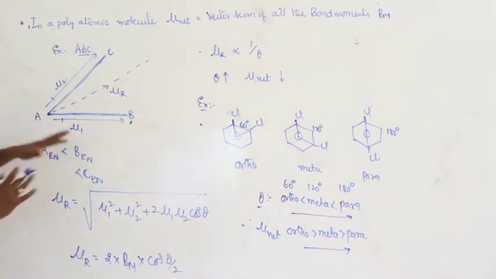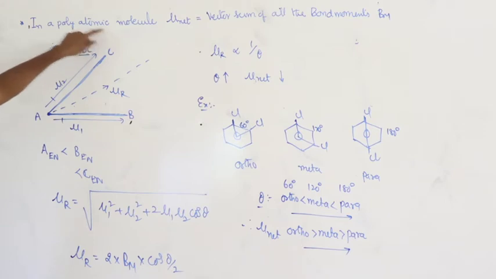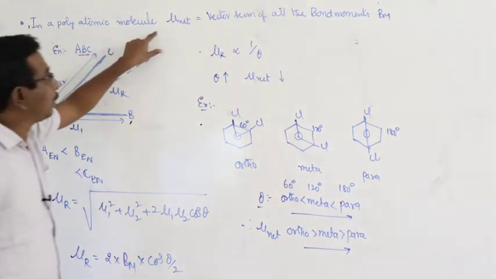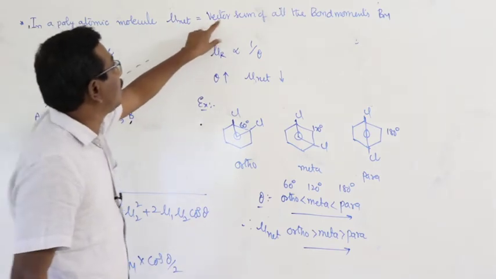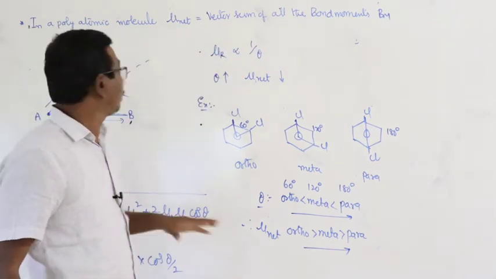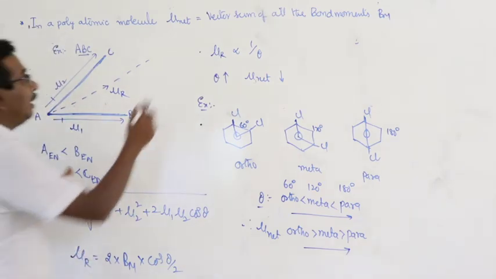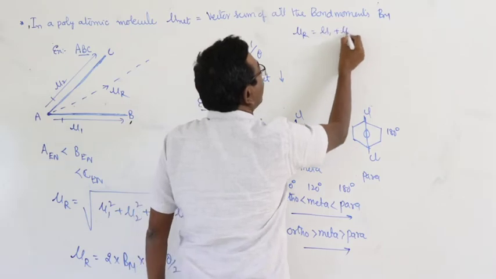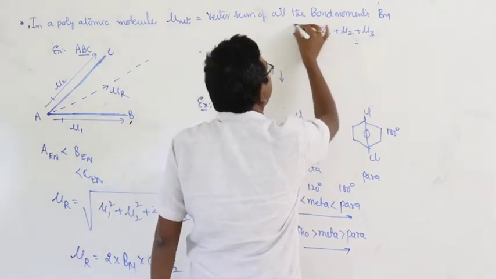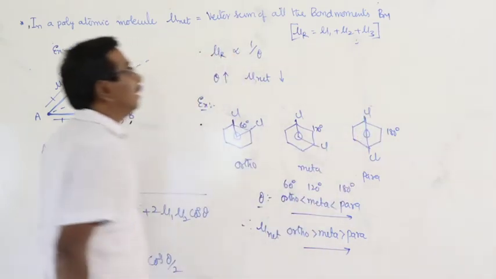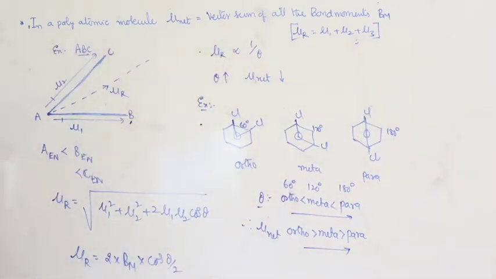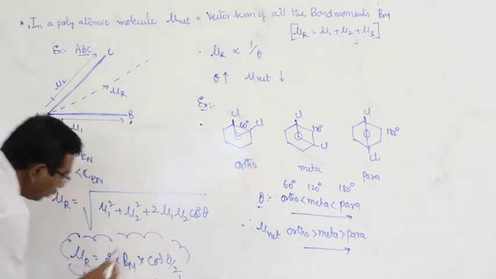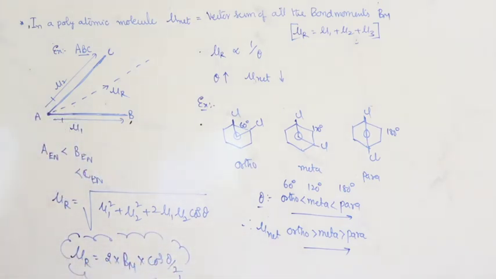Here what is the basis for this point? In a polyatomic molecule, A, C, B, 3 atoms, the net dipole moment is equal to the vector sum of all the bond moments. And here this is the concept. And this can be represented as mu1 plus mu2 plus mu3. Mathematically that can be solved by using an expression. This is the expression related to dipole moment.